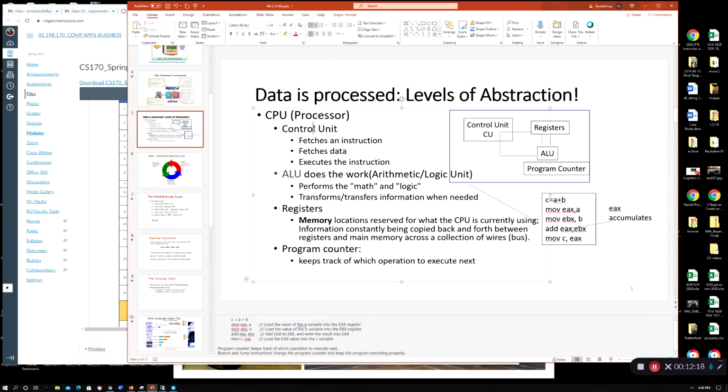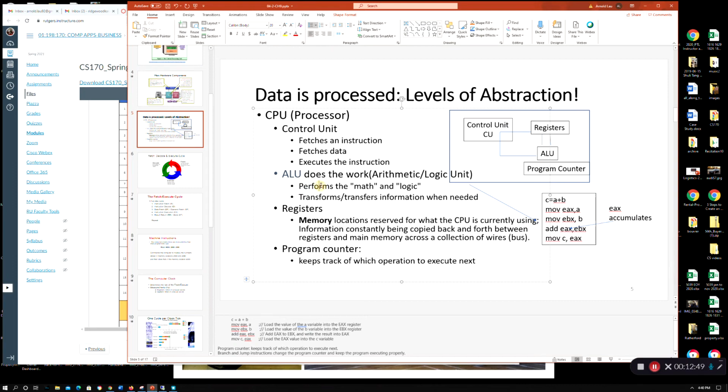Let me go back up here because I skipped over this. So here's the control unit. You can look at the control unit as the coordinator, right? It's getting the instructions. Like I said, you have to know what to do, and then you have to get the data. What are you going to act on? Once you get those two things together, the program and the data you're going to act on, you actually have to execute the instruction, okay?